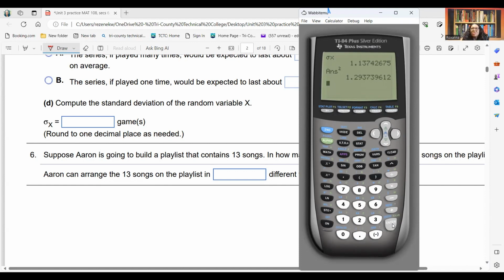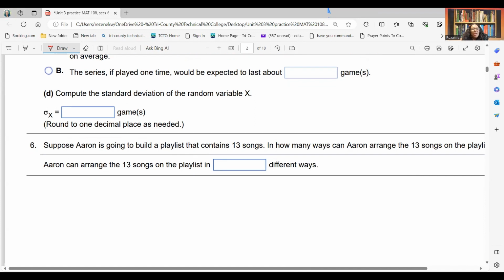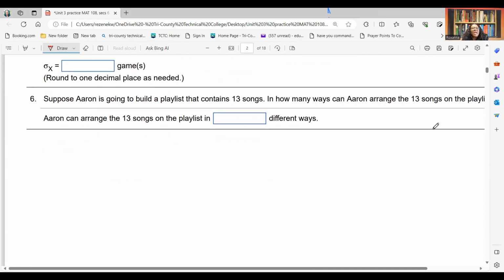Okay, well, that looks like a test question. Let's go to another one. Suppose Aaron is going to build a playlist that contains 13 songs. In how many ways can Aaron arrange the 13 songs on the playlist? And let's see if they said taking all of them at a time.